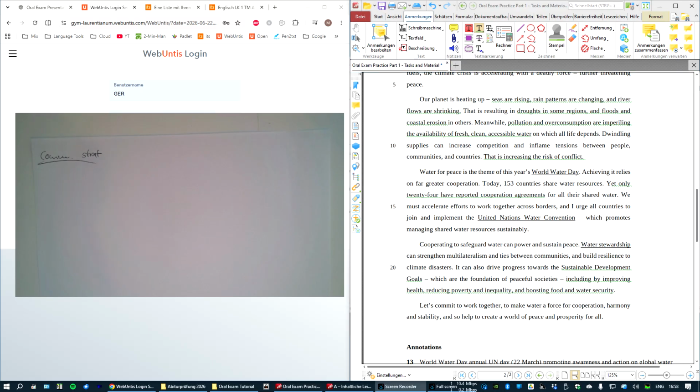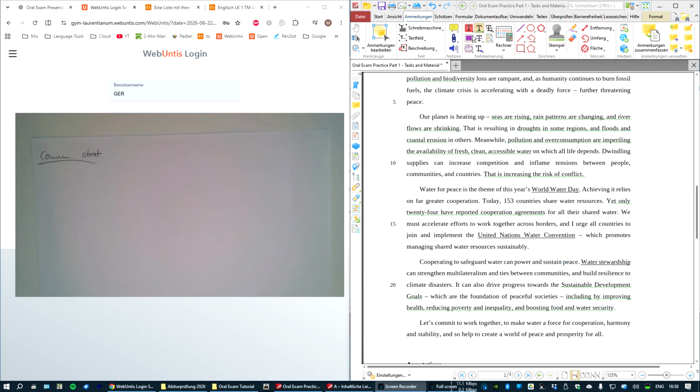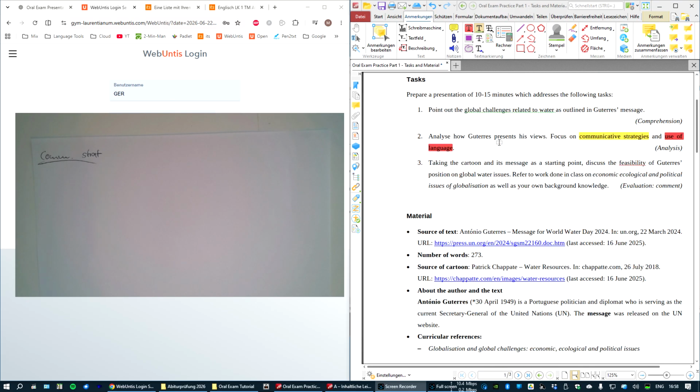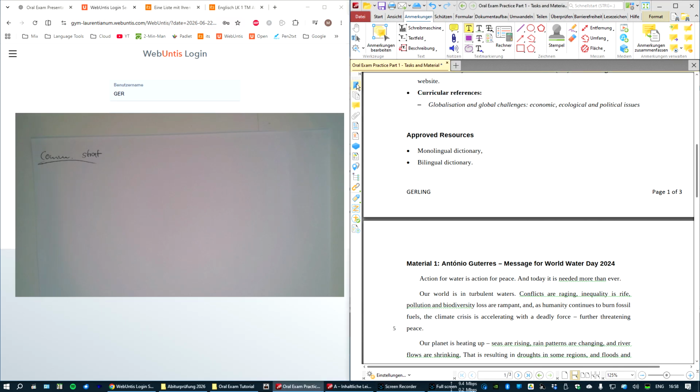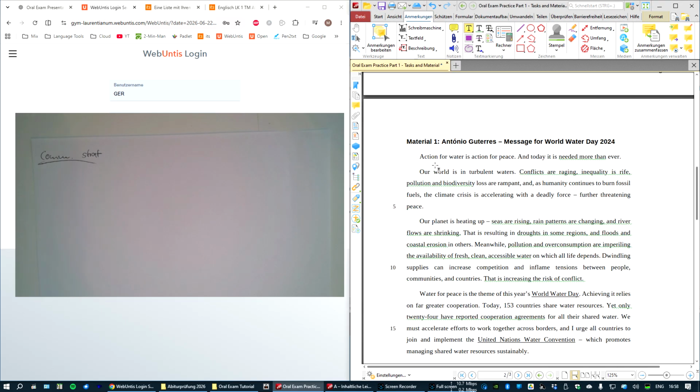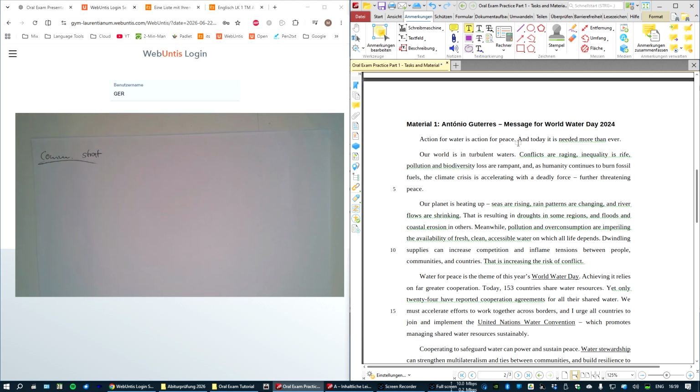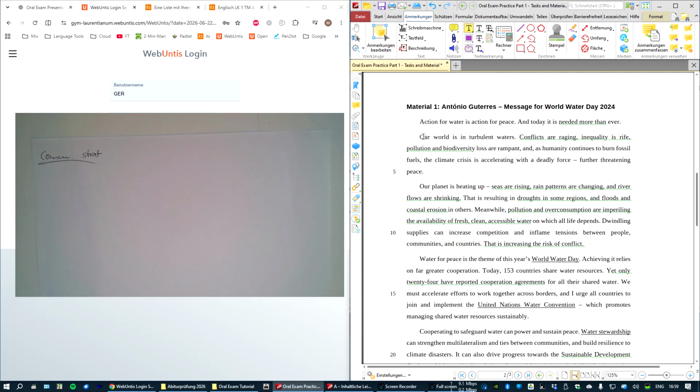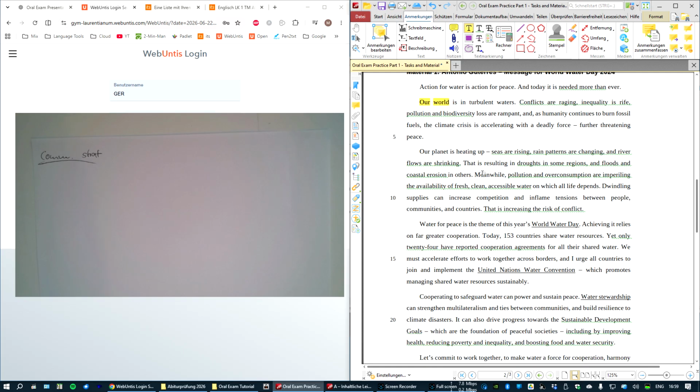What sort of communicative strategies do we have? Clearly we have appeals. Which color did we use for communicative strategies? Yellow marker. Okay, so the yellow marker. We have direct address, our world, definitely. We have again our planet. There's even anaphora or repetition. Maybe that goes for use of language later too.